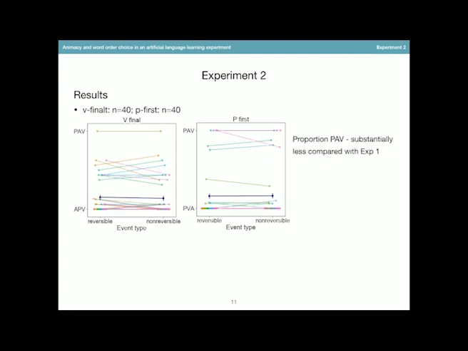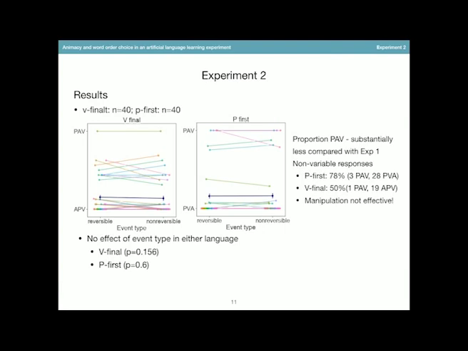The first thing to notice is that the proportion of PAV was substantially lower than it was in the first experiment. The second thing to notice is that our manipulation didn't work, because actually the proportion of people using a single order in this experiment was much higher than it was in experiment 1. However, when we did our statistical analysis, we found no effect of event type in either language group. So again, these results weren't consistent with either hypothesis.